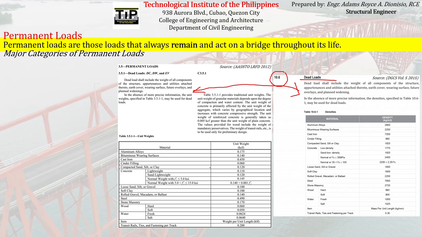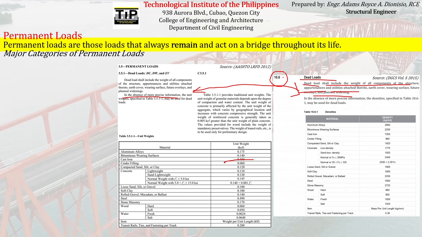Actually, word by word, pareha sila eh. Kung titignan nyo, ayan o. Dead load shall include the weight of all the components of the structure. So, ganun din yung nakalagay dito. Pertinences, utilities. So, parehas na parehas, as in, parehas na parehas yung mga words. Okay, ayan o. In the absence of more precise information, parehas na parehas yung mga words. Ang pinagkaiba lang nila yung section code, section number.